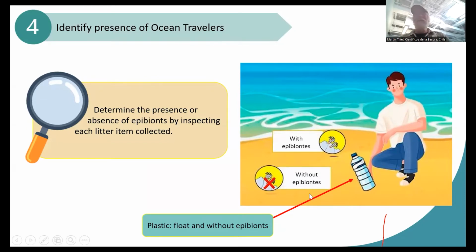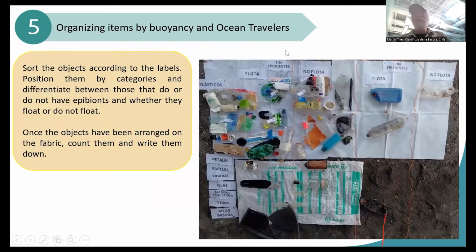So then we take our bottle, and here on our sheet on the ground, we put the bottle where it corresponds. We had a plastic bottle, it did not have any epibionts, and it floated, so this plastic bottle goes here together with all these other items that have no epibionts and that floated. And so on this sheet we organize all the litter in the corresponding categories, whether it's plastic or metal, paper, glass, or whatever it is, and then whether they have epibionts, like here on the right side, or whether they don't have epibionts, and whether they float or don't float.